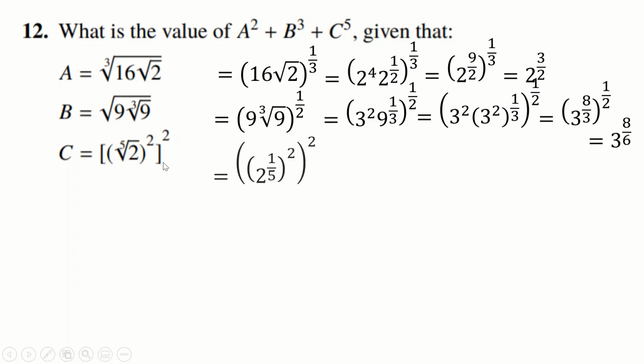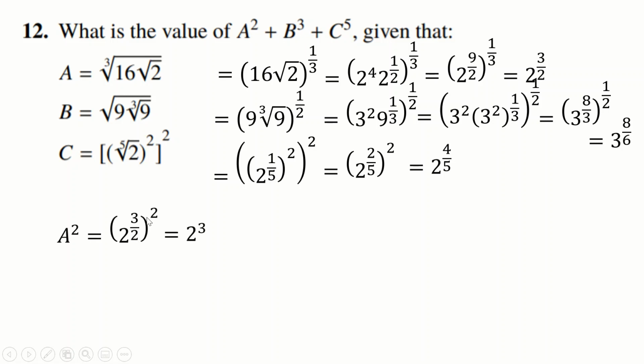Next one, this one's actually a little bit easier. This is 2 to the power of a fifth because of this third. Times that by 2 to get 2 fifths, times it by 2 again to get 4 fifths. And then it's asking me to do a squared plus b cubed plus c to the 5. So that's going to be this thing squared. And again, 3 over 2 times 2 is just 3, so that's nice, that's just 8.